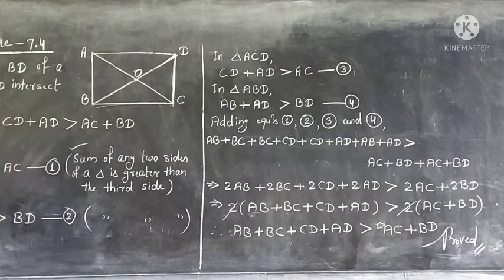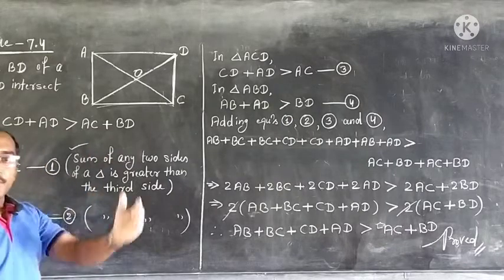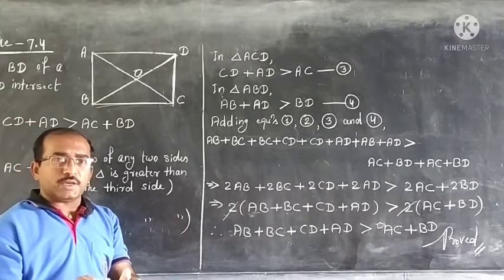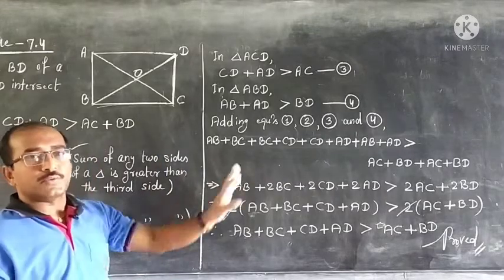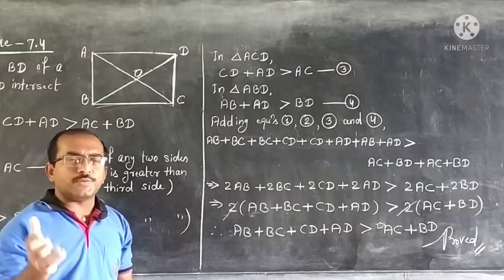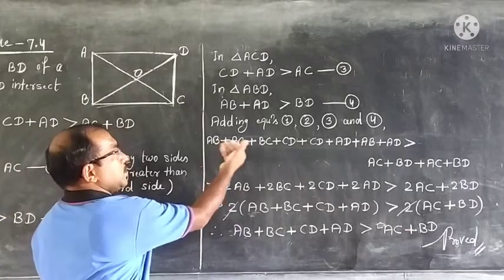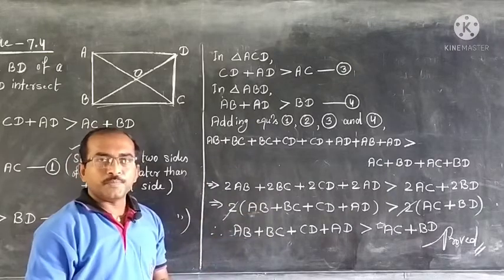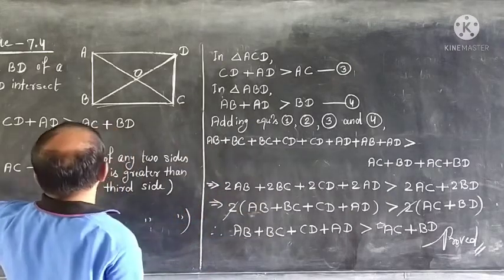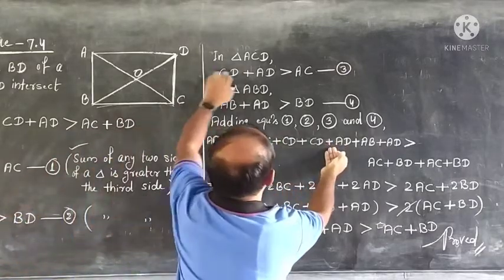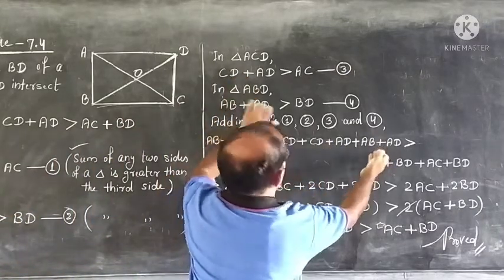We need to prove here the sum of 4 sides is greater than the sum of diagonals. So, surely sum means adding, we will get. So, we will add equations 1, 2, 3, 4. Adding is also not difficult. We will just look at the LHS of all the equations and write with a plus sign, only that is the adding. So, first equation LHS AB plus BC, second equation BC plus CD, third equation CD plus AD and fourth equation AB plus AD.